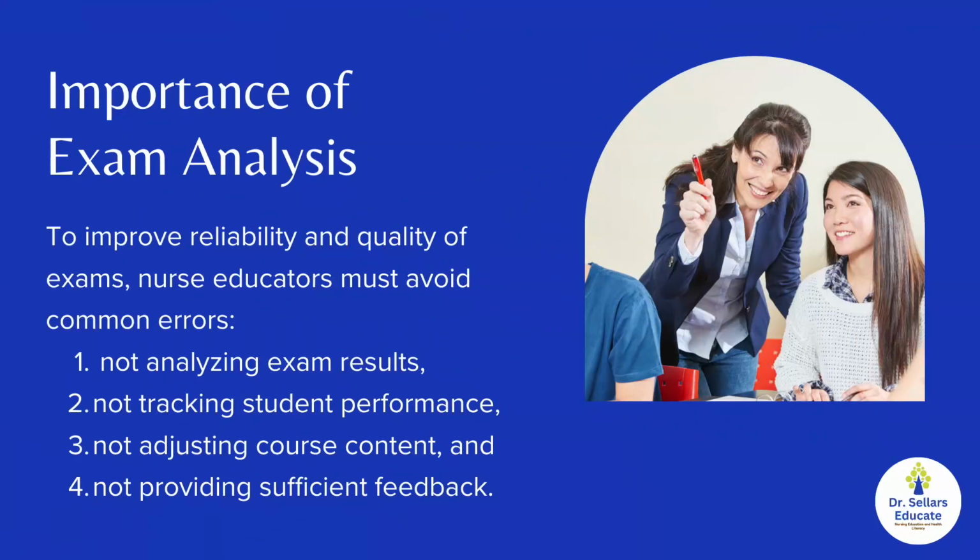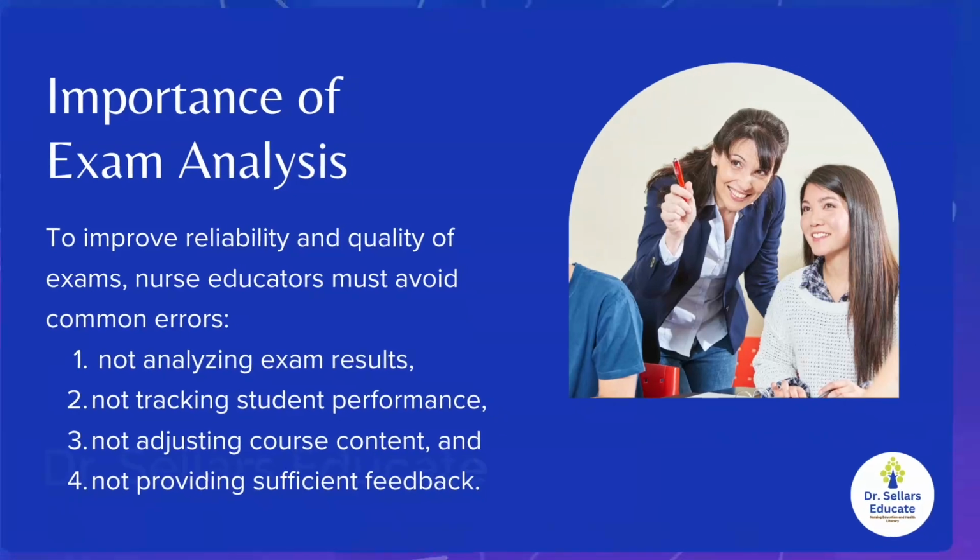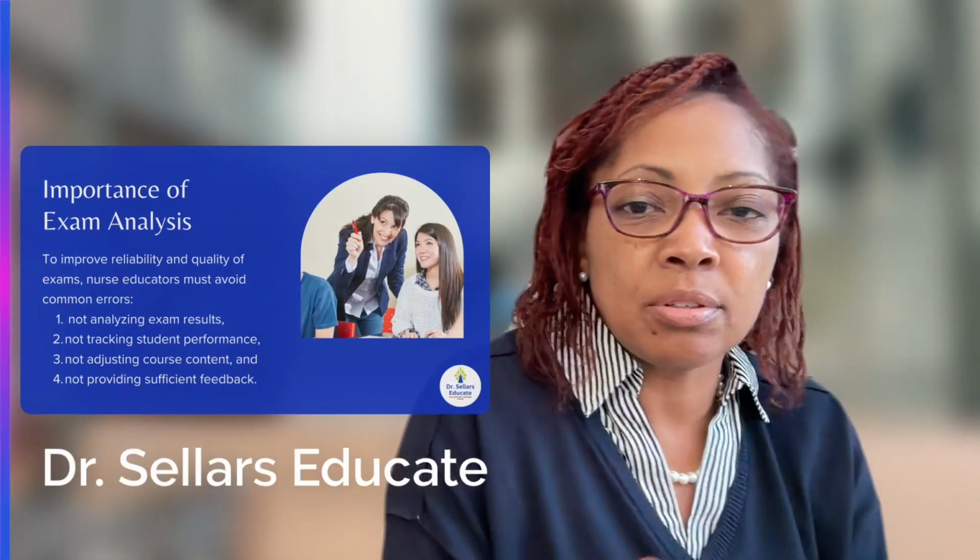Number 1 is not analyzing the results. Number 2 is not tracking student performance. Number 3 is not adjusting that course content. And number 4 is not providing sufficient feedback. All right, so let's break each of them down just a little bit more.